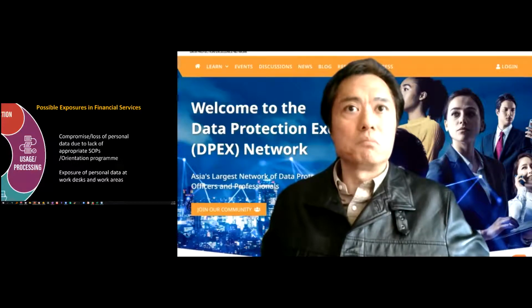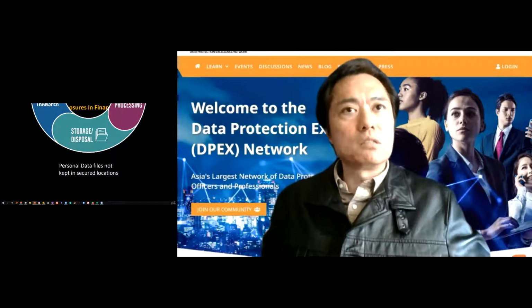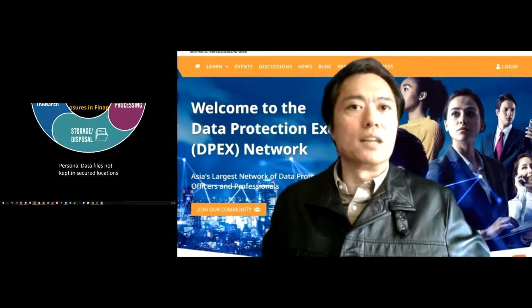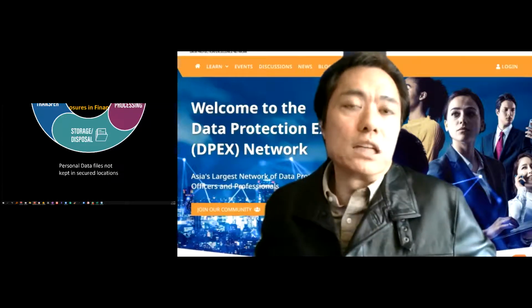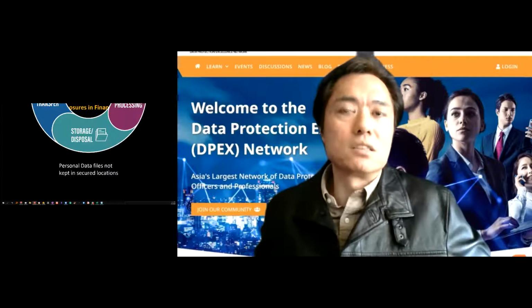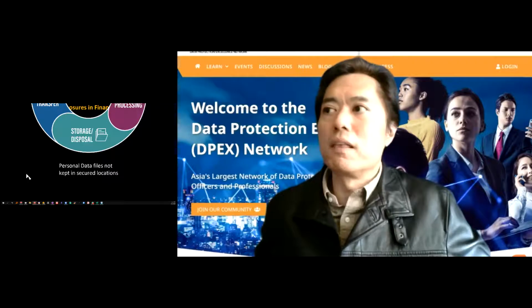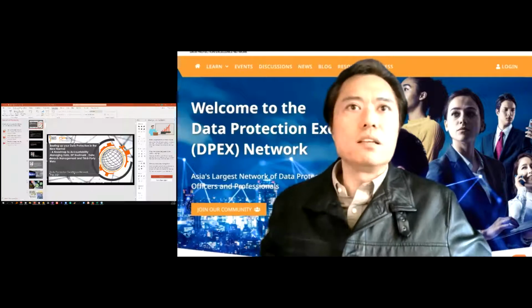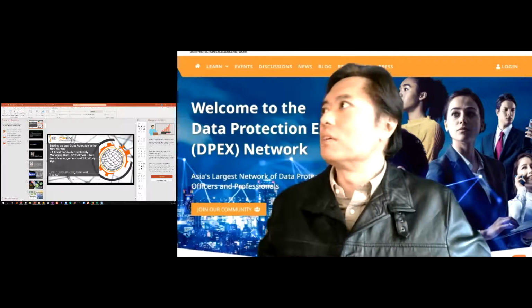So it's a problem. Data files not kept in secure locations, which is currently quite true because some of you have taken your files home. And I don't think you have a secure location in your house, right? So your kids may have exposure to your data, if it's papers. And if you're sharing your devices with your family members, it could be a problem, okay?